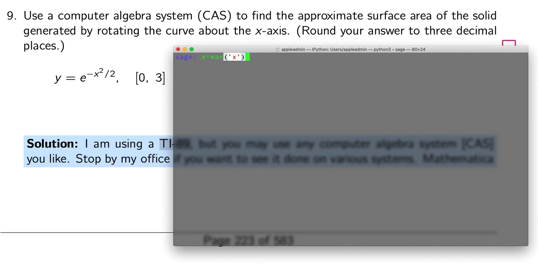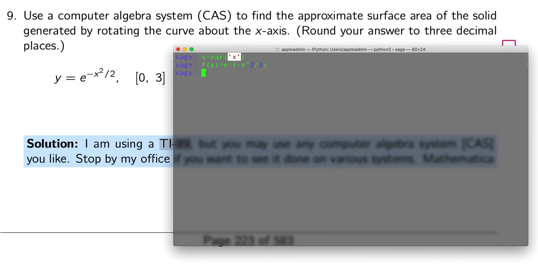Now in Sage, x is already a variable, but it's a good idea to get in the habit of defining your variables. The next thing I want to do is define a function f of x, and f of x, I'm looking at it, is e to a power, and the power is going to be minus x squared, divided by 2, right? Yeah, okay. All right.